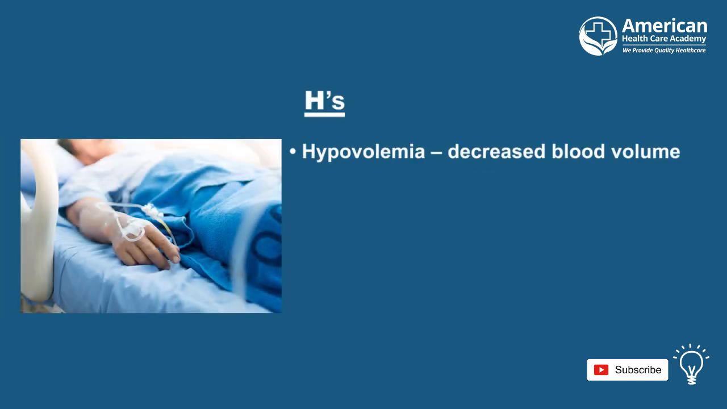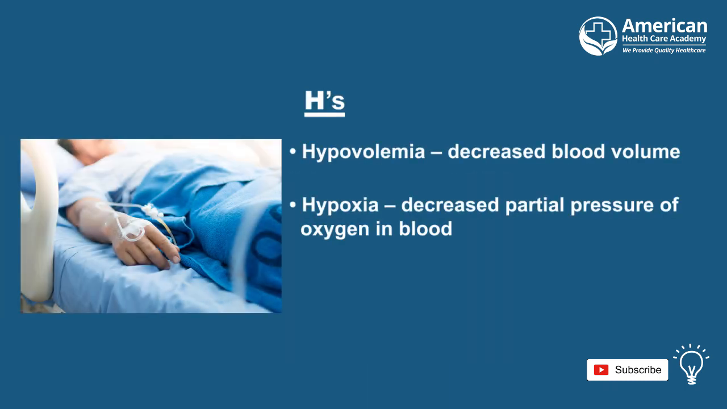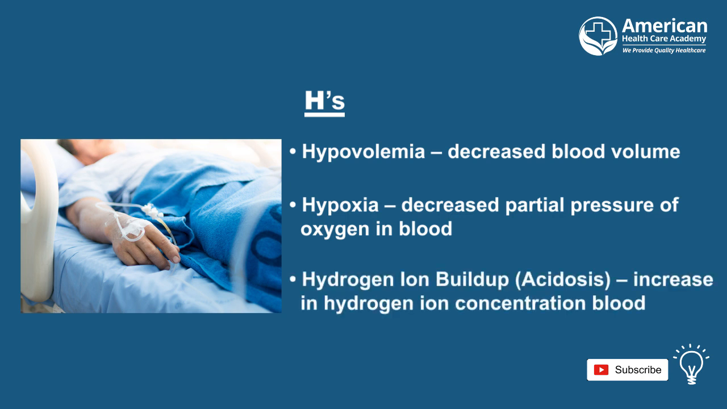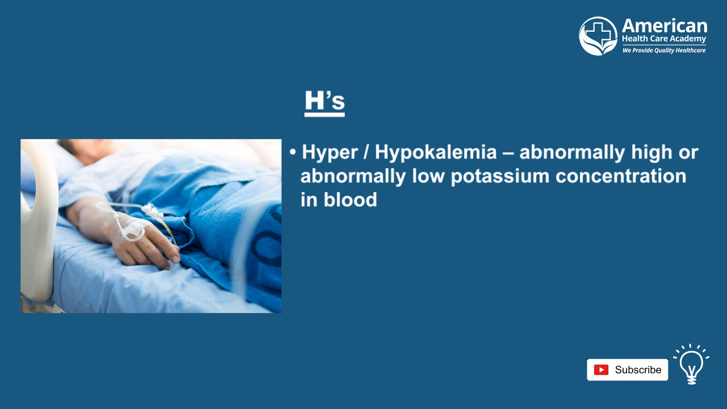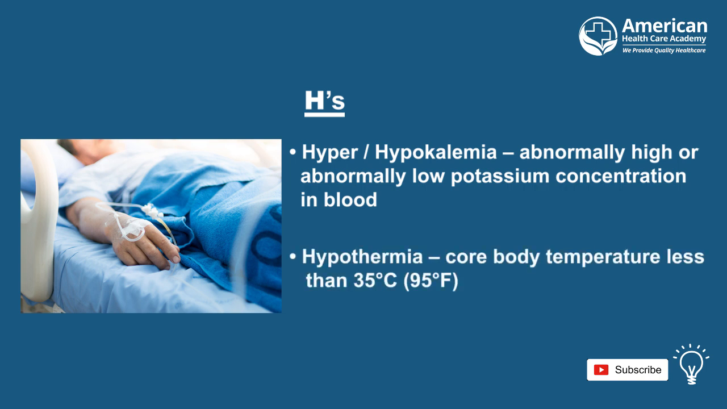Hypovolemia is decreased blood volume. Hypoxia is a decreased partial pressure of oxygen in the blood. Hydrogen ion buildup, known as acidosis, is an increase in the concentration of hydrogen ions in the blood. Hyper- or hypokalemia is either an abnormally high or abnormally low potassium concentration in the blood, respectively. And the final and fifth H is hypothermia, which is defined by a core body temperature less than 35 degrees Celsius or 95 degrees Fahrenheit.